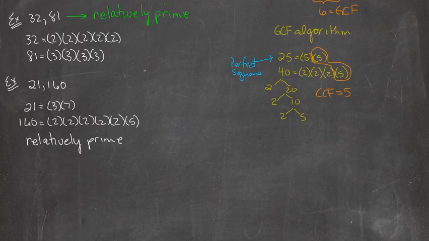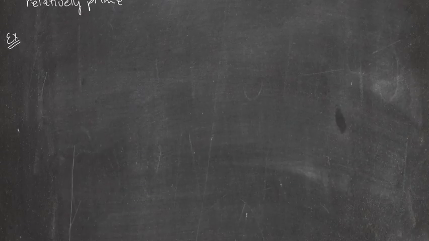Let me see if I can get a better example that actually has a greatest common factor, since that's the name of this lesson after all. How about 18 and 24?